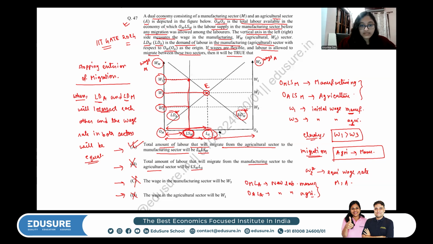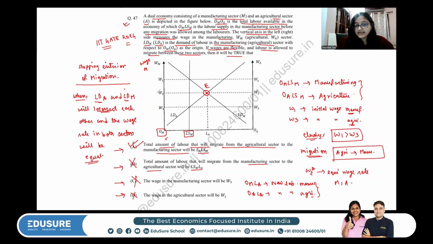Let me give you a quick recap of whatever we have done. Initially, this is the amount of labor that was employed in the manufacturing sector, and the rest were in the agricultural sector. Now, when these two demand curves intersect, the common wage rate is fixed at W2. Corresponding to this, in the manufacturing sector we now have increased labor supply, right? Since this was the initial high wage rate in the manufacturing sector, in order to reach the equilibrium wage rate W2, it has to fall.